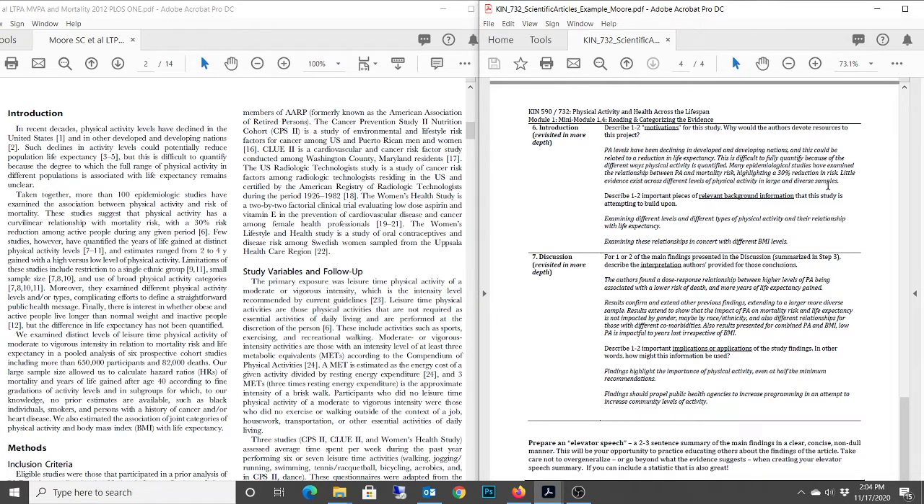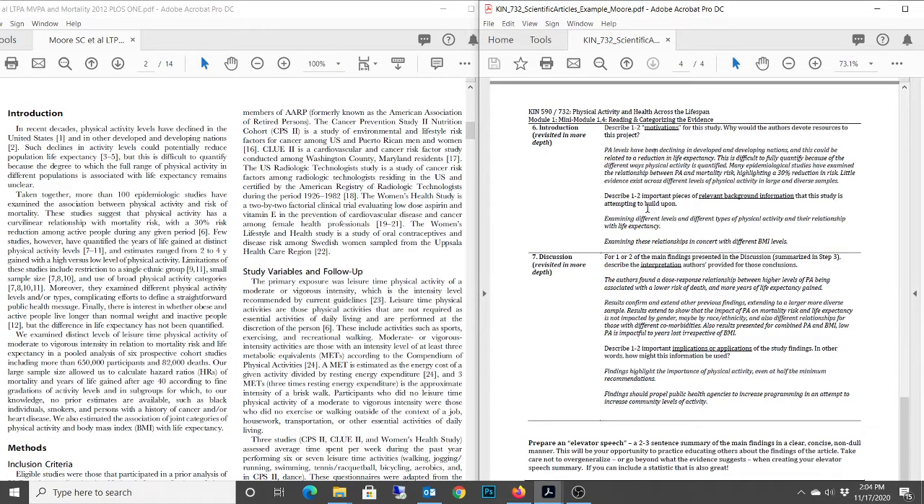So here is my take. Physical activity levels have been declining in developed and developing nations, and this could be related to a reduction in life expectancy. This is difficult to fully quantify because of different ways that physical activity is quantified, and many epidemiology studies have examined the relationship between physical activity and mortality risk, highlighting a 30% reduction in risk, but little evidence exists across different levels of physical activity in large and diverse samples. So that's their motivation for the study.